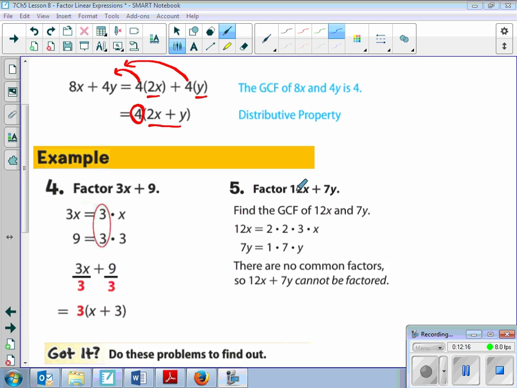So here, for example 5, it says 12x plus 7y. The first thing we want to do is find the GCF. Well, when I find the prime factors for 12x, we have 2 times 2 times 3 times x. The prime factors for 7y, we don't even really have to write the 1, 7 times y. Did everybody see we cannot circle any common factors here? So because there are no common factors, 12x plus 7y cannot be factored. It's in its simplest form.